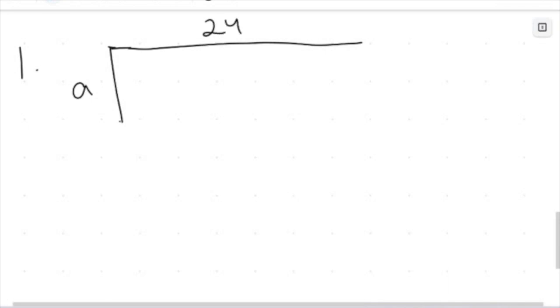So my first question, I'm looking at a side A, a side 24, and a side 25. Okay, so that's a shocking triangle. I'm just looking at that now. That's all right. Let's jump straight in.